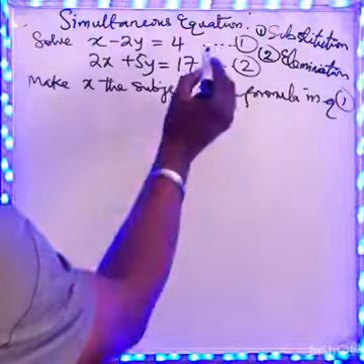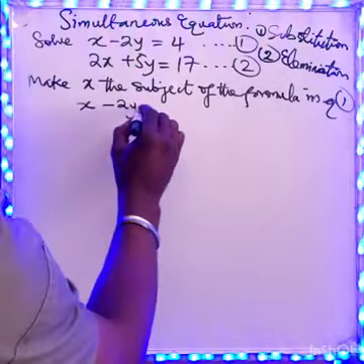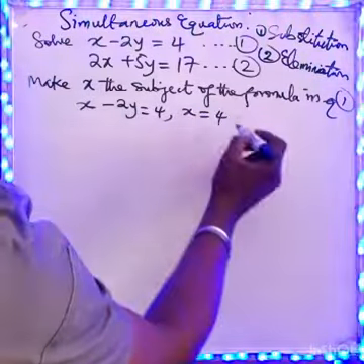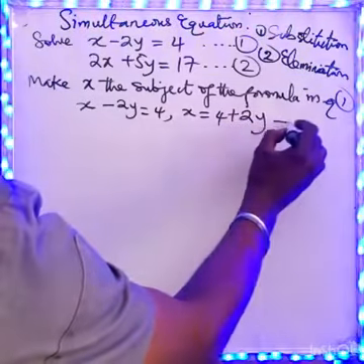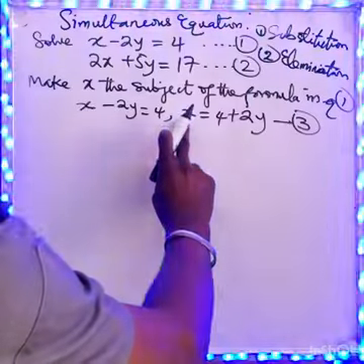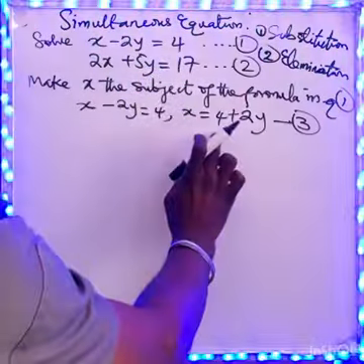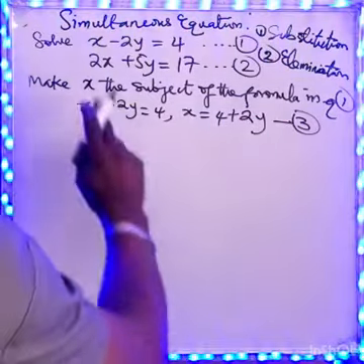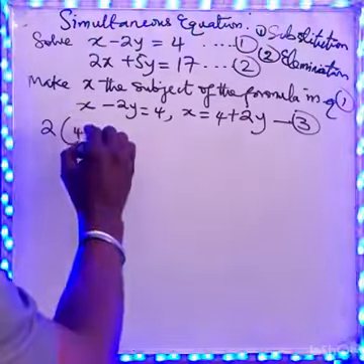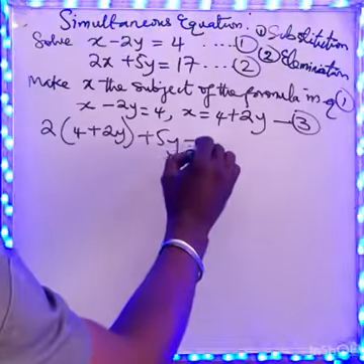So what is equation 1? x minus 2y is equal to 4. So in other words, x is equal to 4 plus 2y. So we call this equation 3. It means that we will substitute the value of x in equation 2. Anywhere you see x in equation 2, you put 4 plus 2y. So now equation 2: 2 times (4 plus 2y) plus 5y is equal to 17.